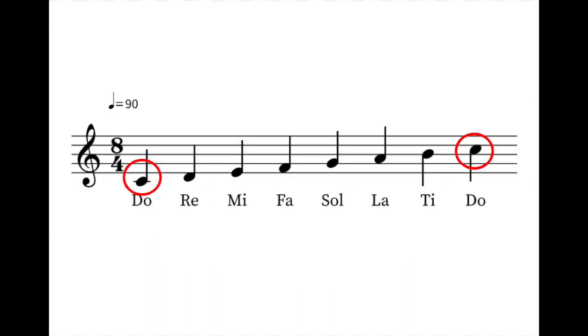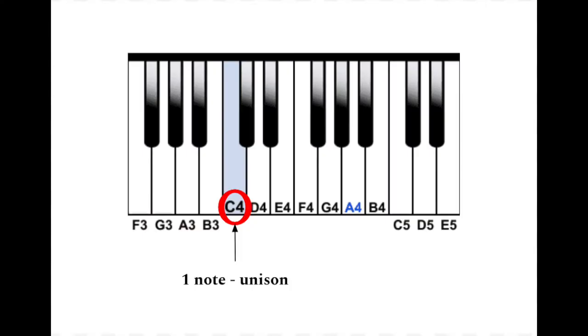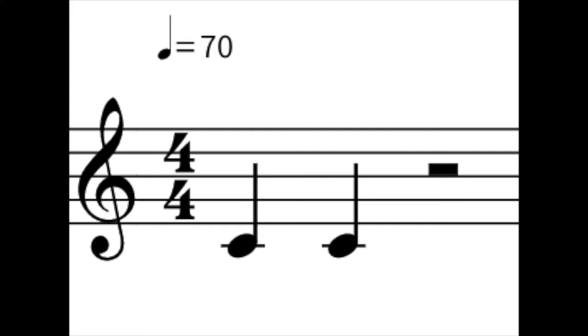There are also the two dos of a major scale. The next interval is a first, also known as unison, and it sounds like this. Unison is when the exact same note is played twice, and it's called a first because the ending note is the same as the first note.